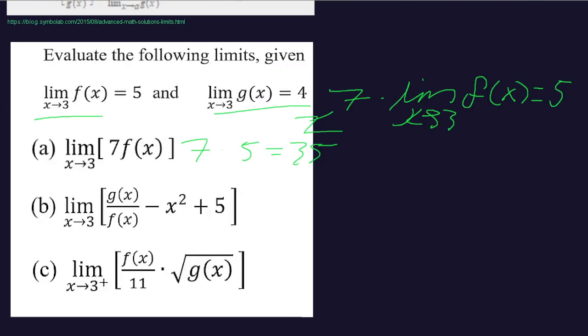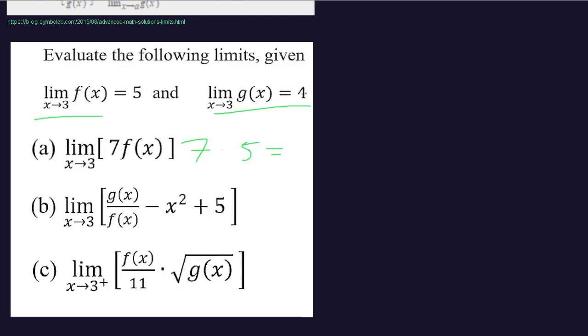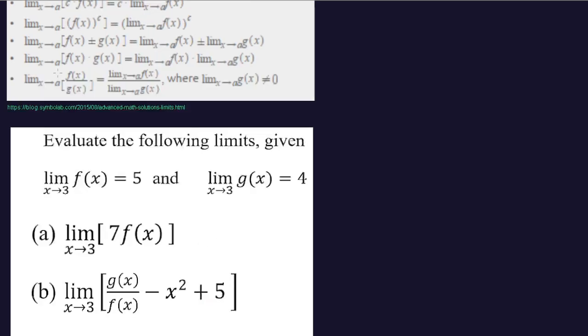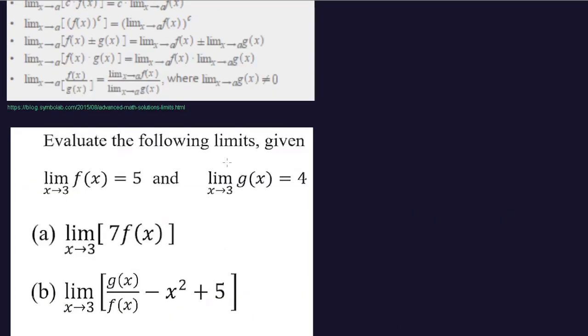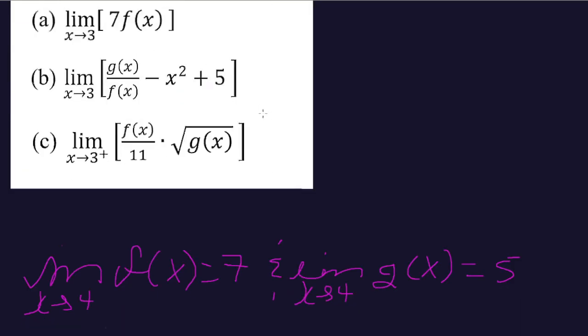Let's continue. Starting on the next one. Okay, sorry, just don't want to mess up this line when I erase stuff.